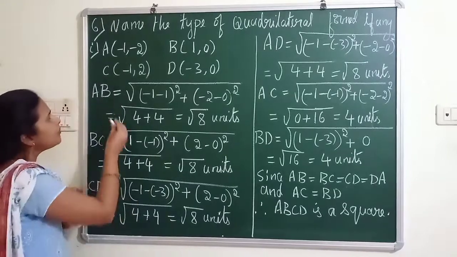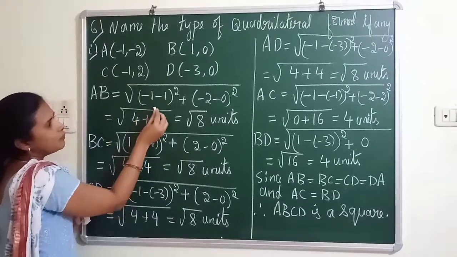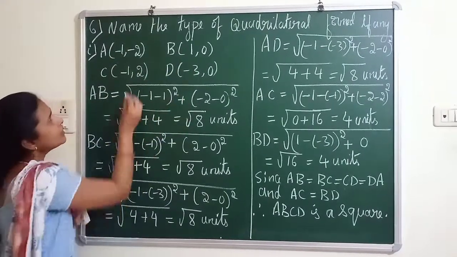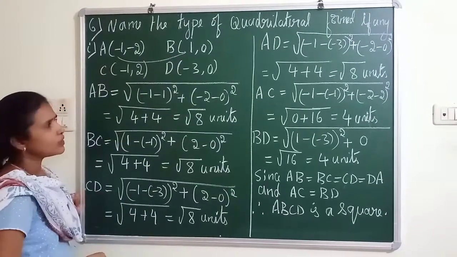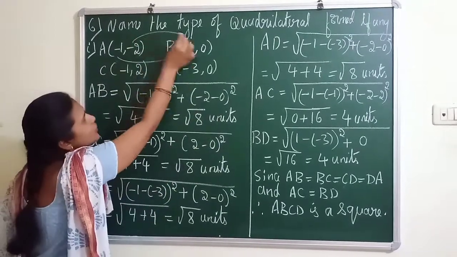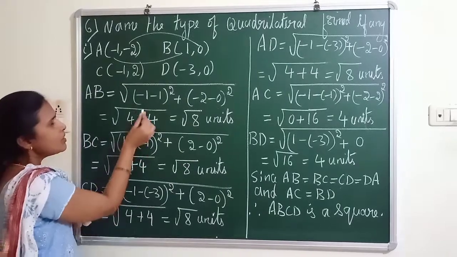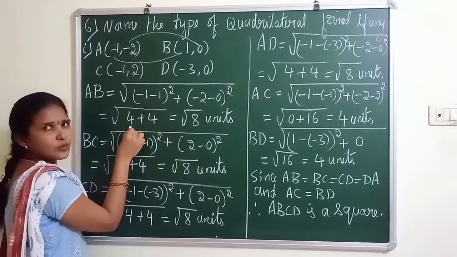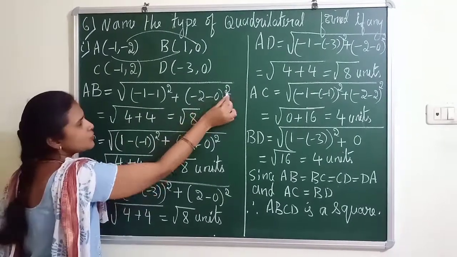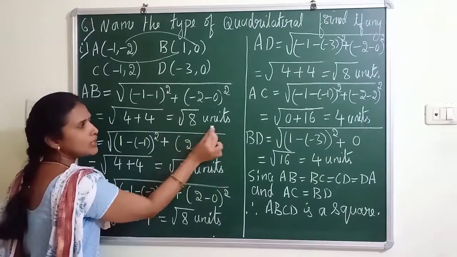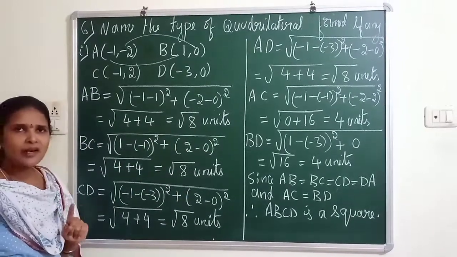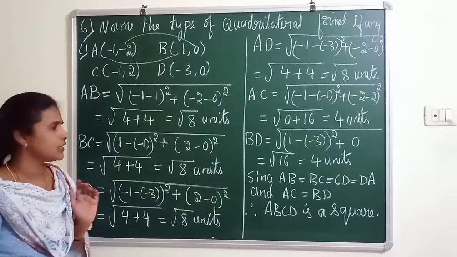So let me start. The length of AB equals √((-1 - 1) whole square plus (-2 - 0) whole square. So -1 - 1 is -2, square is 4. -2 square is 4. 4 plus 4, √8 units. So I got one side AB, that is √8 units.